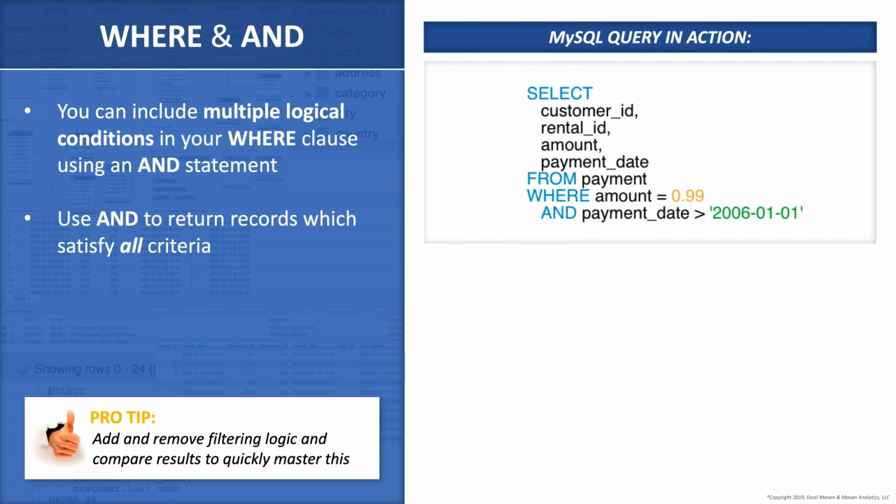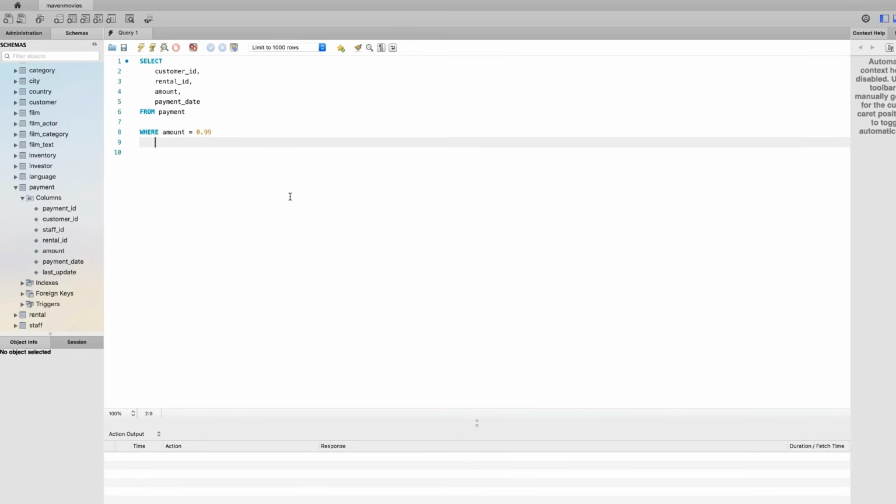Here's an example of a SQL statement that has a where clause with multiple conditions in it. Previously, we've worked with our payment data and filtered it down to records where amount equals 99 cents. We've also used that payment data and filtered it down to records where payment date was greater than January 1st, 2006. In this query, we're applying both of those logical conditions at the same time. Our result will only contain records which match both of those conditions. Let's go ahead and give it a try in Workbench.